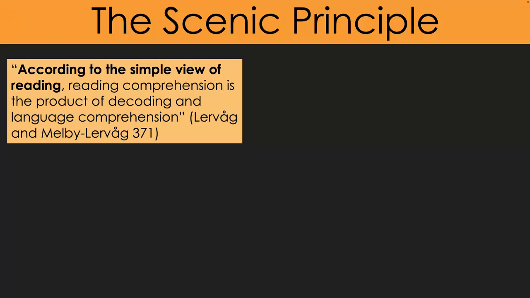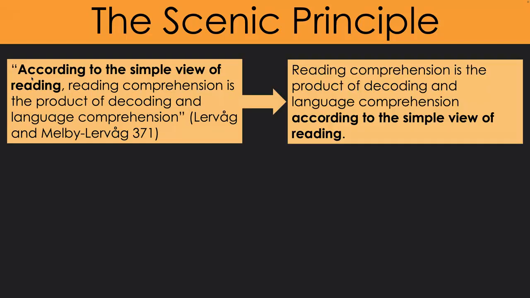Okay, so let's look at some examples from a book chapter called The Models of Reading Comprehension. And so we look at this sentence: according to the simple view of reading, reading comprehension is the product of decoding and language comprehension. As you can see here, this is the beginning. This is our setting, our Scenic Principle. I think you're all pretty familiar with the according to. You can put it at the beginning. You can also put it at the end if you want to emphasize it differently. If you want to put some emphasis on reading comprehension as the subject, you can do that. And if you want to put emphasis on according to the simple view of reading at the end, you can do that too. Again, it's up to you.